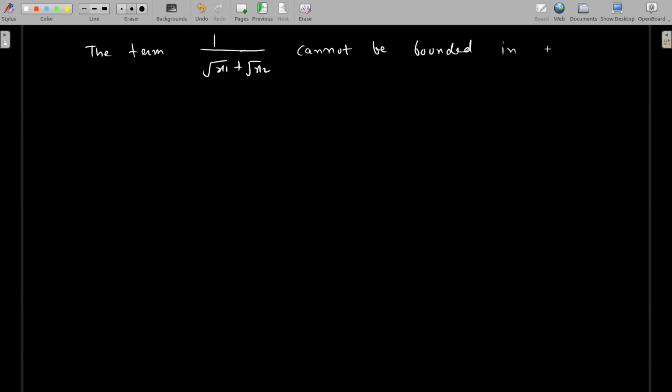So what we conclude is that the term 1 by square root x1 plus square root x2 cannot be bounded in region A. So f does not satisfy a Lipschitz condition. Okay, any doubt?